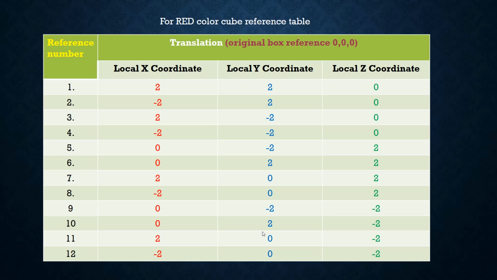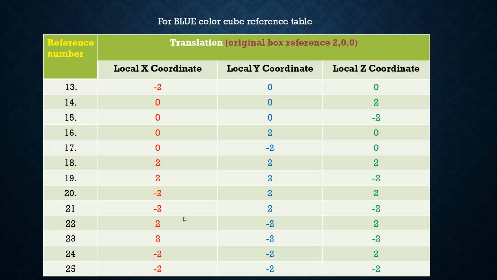One is a red box. The original box reference is 0, 0, 0. And I have actually plotted the local X coordinate, local Y coordinate, and Z coordinate in this table. You can refer to it and create multiple cubes. So there will be 12 red cubes, and I think 12 blue cubes. The original blue cube will be placed at 2, 0, 0, and then you can create multiple reference copies of that blue cube.